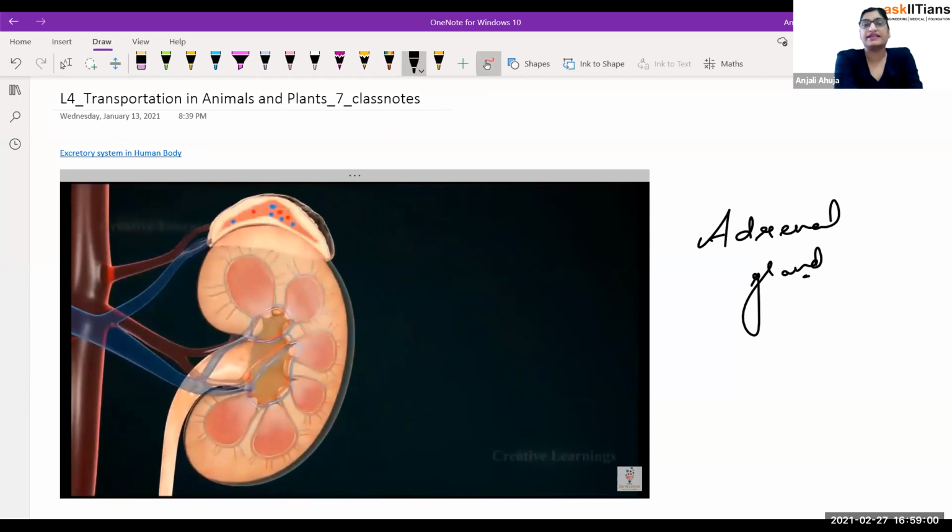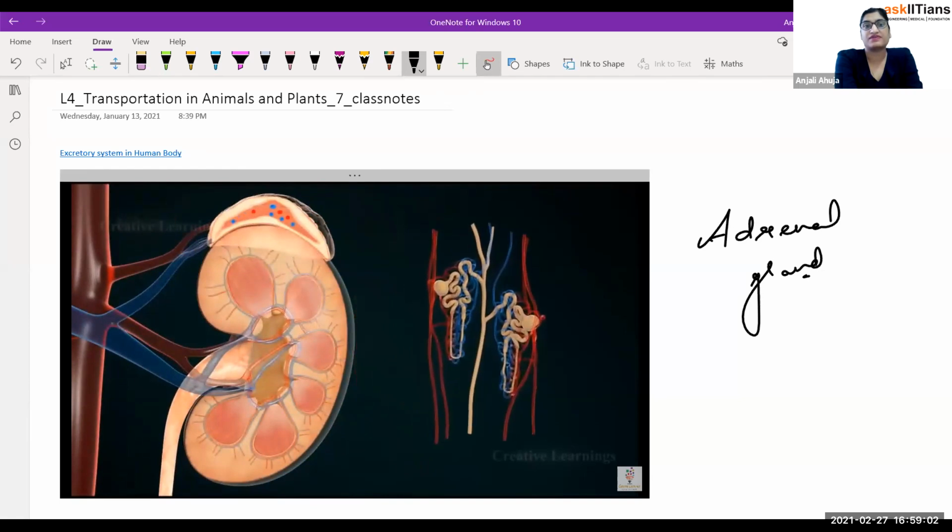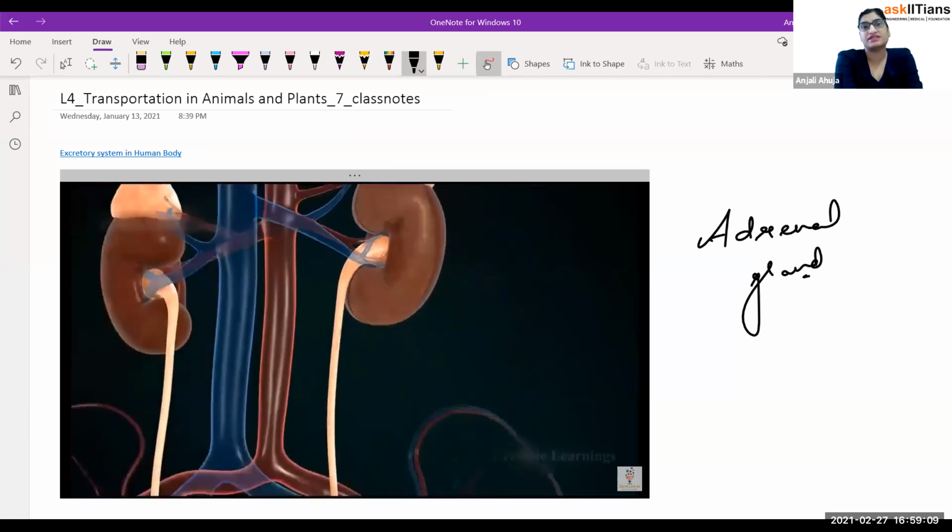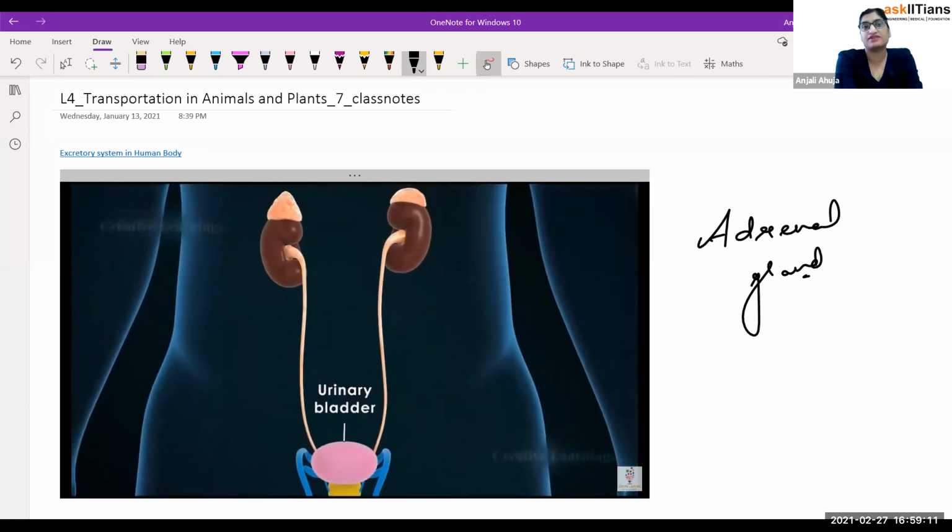Anyways, inside the kidney, I showed you the diagram also, that it has the cortex and medulla. And this is the structural unit, we call it the nephron. There are millions of nephrons present in the kidney. They are the filtering units. And the renal pelvis is the one where urine is collected.